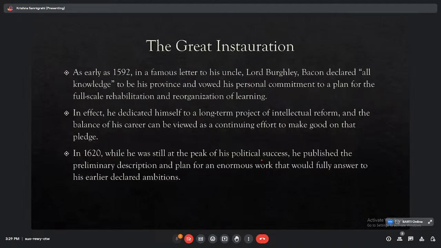community. Now we come to his next work, which is also very, very important. That is the Great Instauration. So, as early as 1592, in a famous letter to his uncle Lord Burghley, Bacon declared all knowledge to be his province and vowed his personal commitment to a plan for the full scale rehabilitation and reorganization of learning.